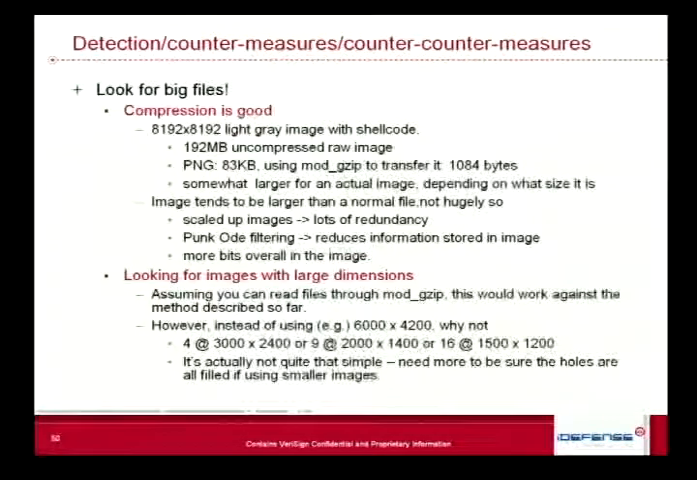You could look for images with large dimensions. But assuming you can read through the mod gzip, then yeah, that would work against the method we've described. But if you make the image half the size in each dimension, you can just use 4 images. Or if you make it a third, you use 9. Well, it's not quite that simple. There are some other tricks you need to use, like using quite a few more images, just because of the way memory allocation works.